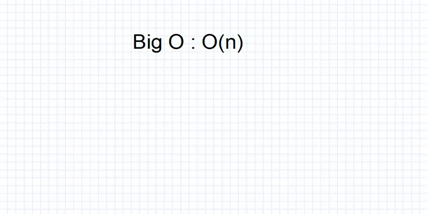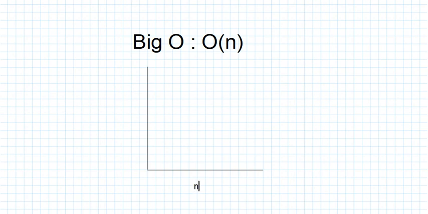So here, this y-axis represents the number of operations, and this x-axis represents the size of the input. Like this, here this is the size of the input, and this is the number.